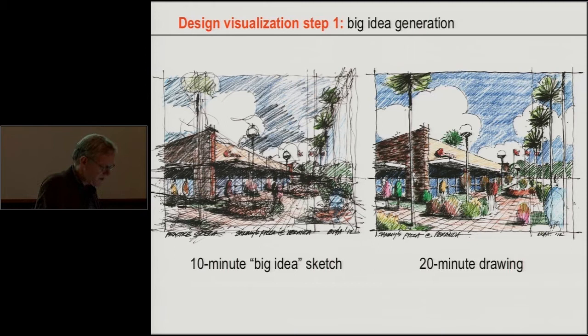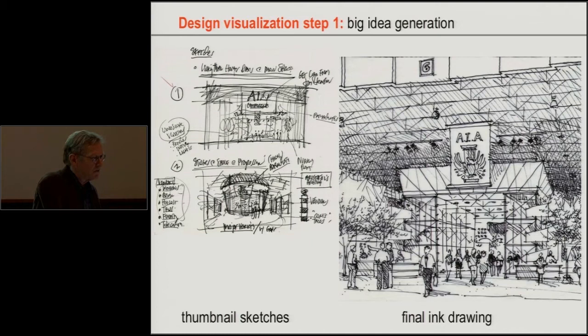A friend of mine did this in just 10 minutes, just scrubbing it out. You can see how rough and loose the detail is. And then eventually he traced over that and did something with a little bit more delineation and color to it. But it doesn't have to be a sophisticated drawing right off the bat. Think in terms of, how can I get that idea down in just a thumbnail sketch?